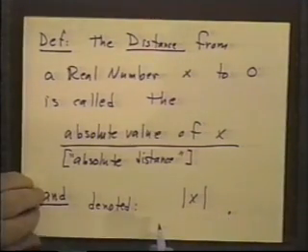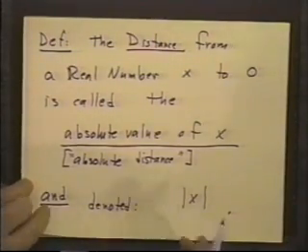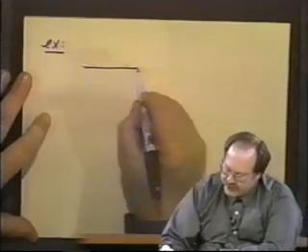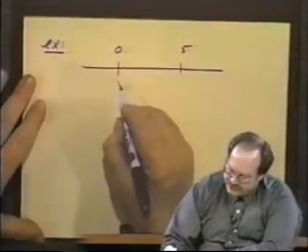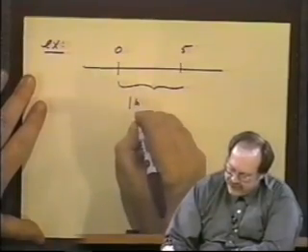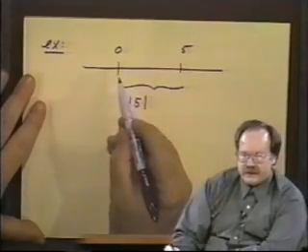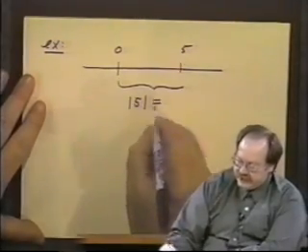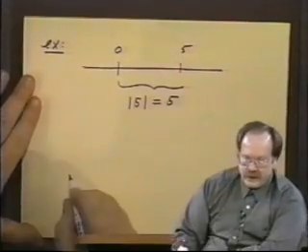So let me show you some examples so you'll see how this notation is used. Now remember what this is. This is the distance of x from the origin, from 0. Here's an example. Suppose we have this situation. Here's 0, here's 5. This distance here is the absolute value of 5 because it is the distance 5 is from 0. Now we can actually calculate that because we know how far away 5 is. It is 5 units away.